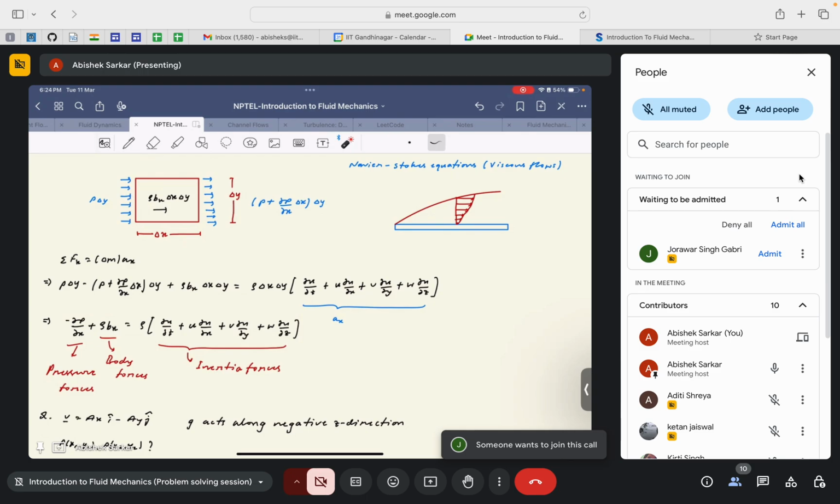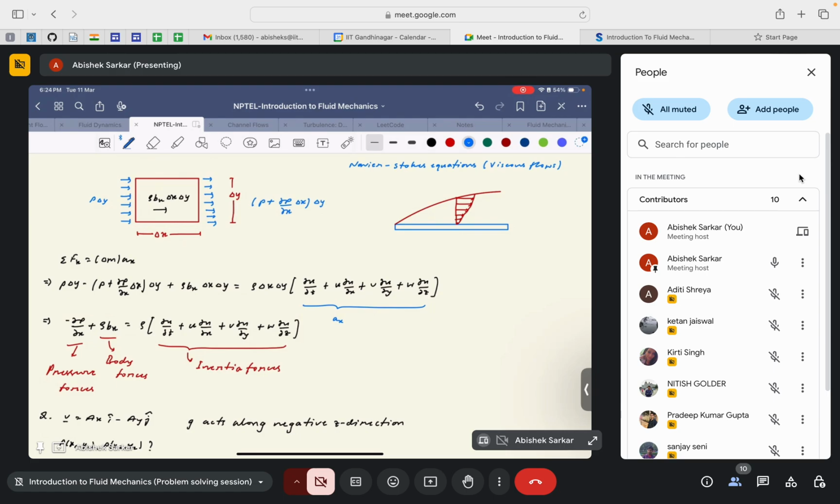Similarly, the pressure force on the right hand side would be... sorry, the arrow mark should have been in the opposite direction, so forgive me for that mistake. Pressure should always act inwards, right? So sorry for that mistake.